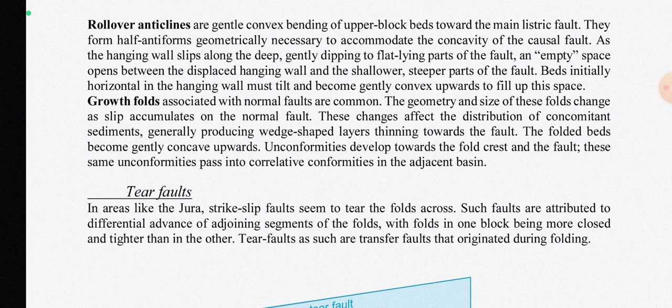shallower, steeper parts of the fault. Beds initially horizontal in the hanging wall must tilt and become gently convex upwards to fill up this space. Growth faults associated with normal faults are common. The geometry and size of these faults change as slip accumulates on the normal fault. These changes affect the distribution of concomitant sediments, generally producing wedge-shaped layers thinning towards the fault.